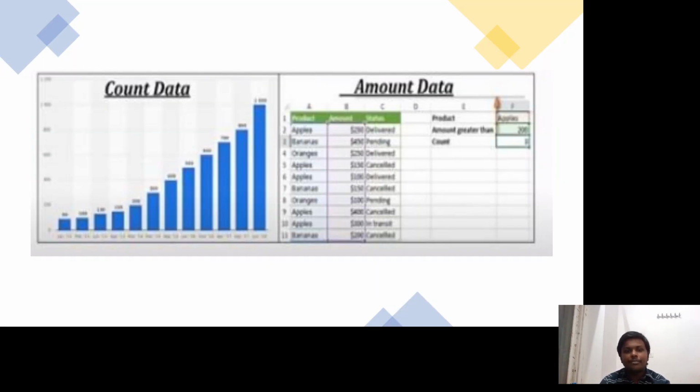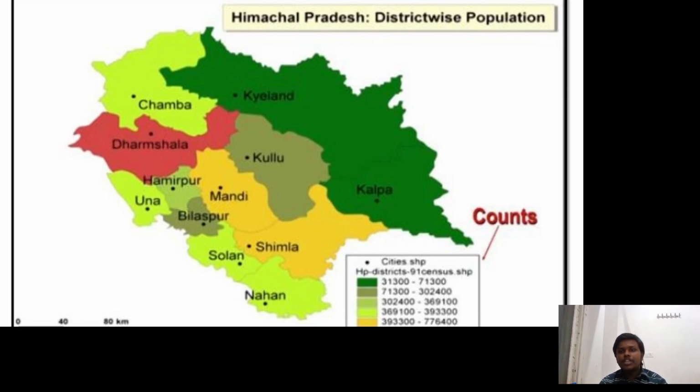We can show the graphical representation of counts and amounts data. For counts data, we can show a bar graph, and for amount data, we can show a table, that is, an Excel sheet. In the bar graph, we can see that day by day or year by year, the bars slightly increase to the highest level of the data. Amount data covers things like product and status, and the Himachal Pradesh district-wise population, where we can see most of the green is covered by Kinnaur and Kalpa, and the HP districts have 91 census sheets. This is all about counts and amounts.